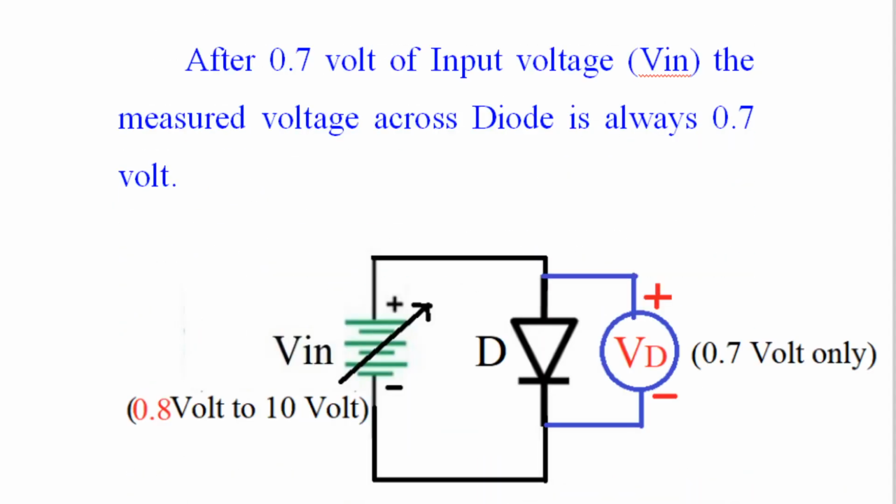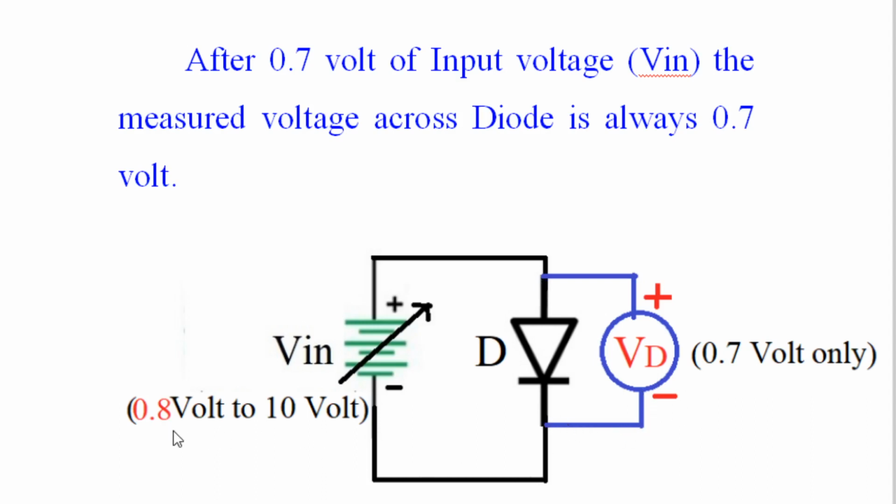You will understand that from the diagram. Here, see, after 0.7 volt of input voltage Vin, the measured voltage across the diode is always 0.7 volt. So this diagram is very important, try to understand it. Our input voltage Vin is a variable DC voltage, such that the positive of the voltage source Vin is connected to the anode of the diode, and the negative to the cathode of the diode. Diode D is here, and the voltmeter is connected with its positive to the anode and its negative to the cathode of the diode.